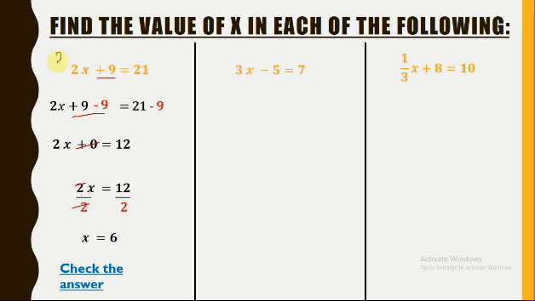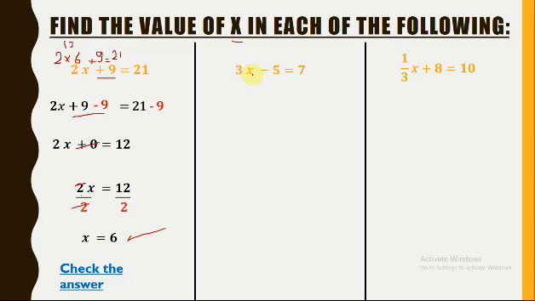I can say here 2 multiply by 6 plus 9. 2 multiplied by 6 equals 12. 12 plus 9 equals 21. So x equals 6 is the right answer. Here we are not going to write the solution set because he is not asking to solve the equation. He just wants us to find the value of x.